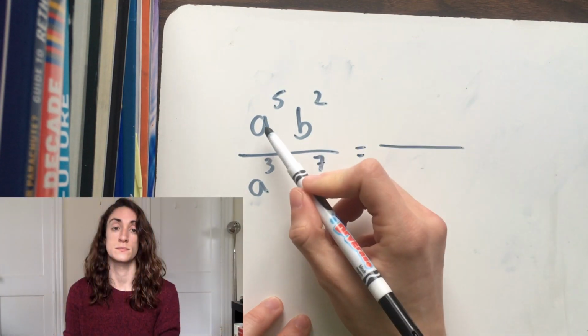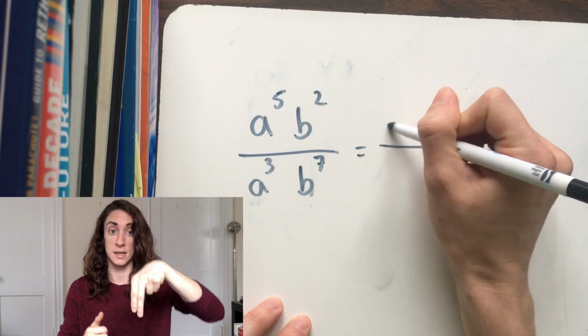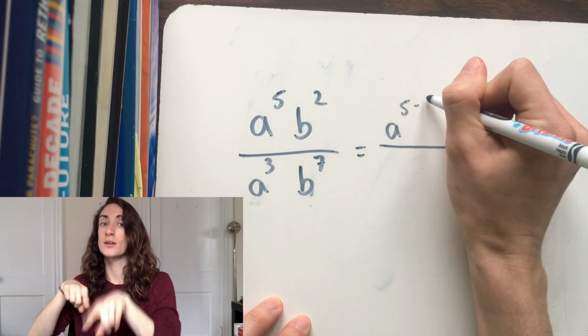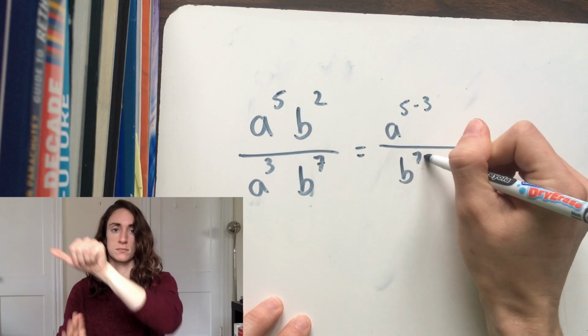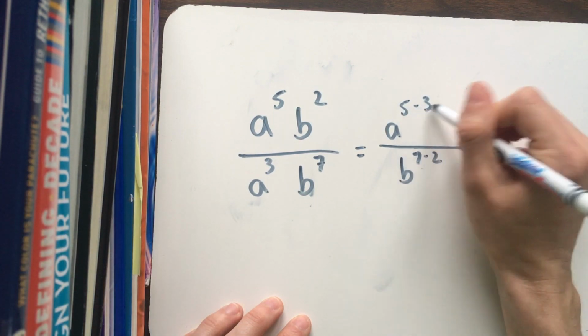Here's another example of that type with a mix of different bases. You can see that the greater exponent for a is in the numerator, whereas the greater exponent for b is in the denominator. So the a term is going to stay in the numerator, and the b term is going to stay in the denominator.